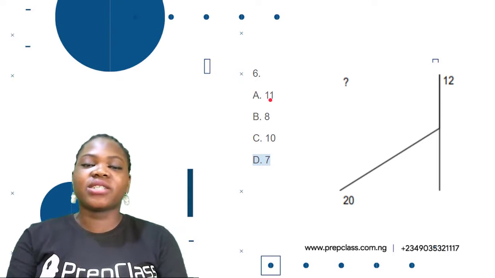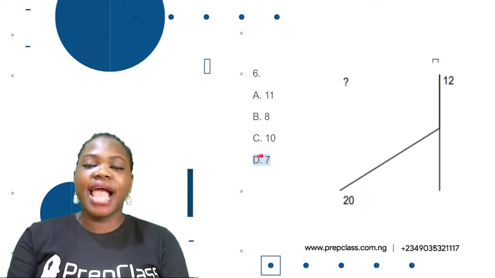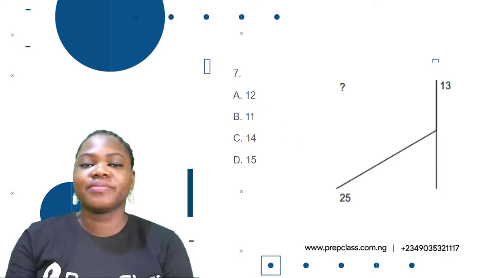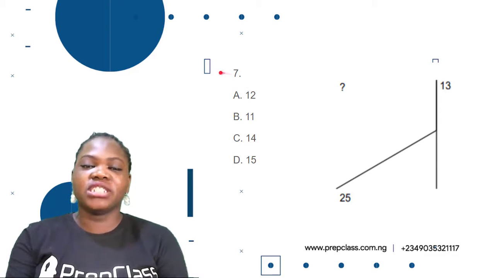So which of the options is correct? A is 11, wrong. B is 8, wrong. C is 10, wrong. D is 7. Okay, now let's move on to the next question in this video.